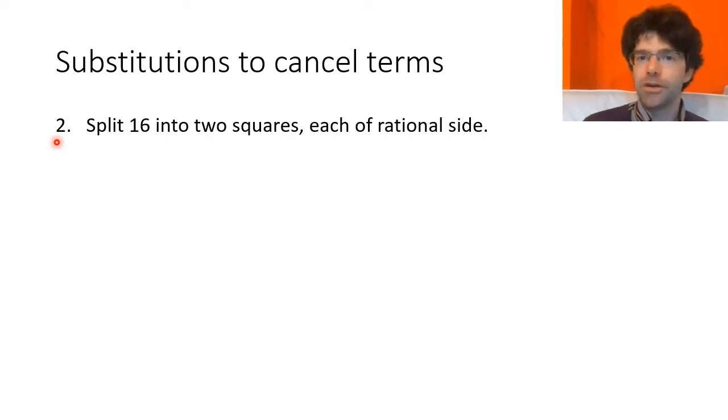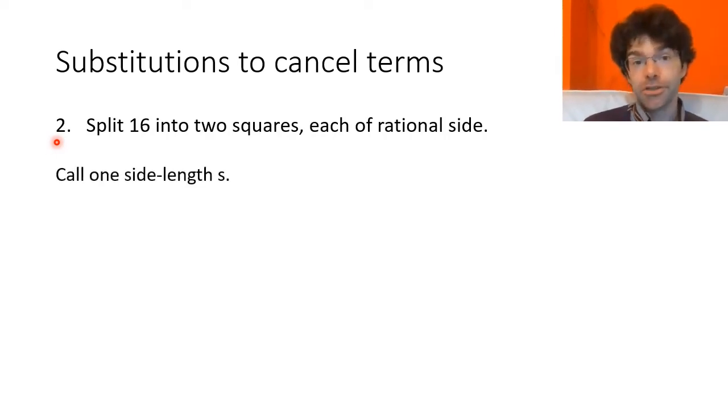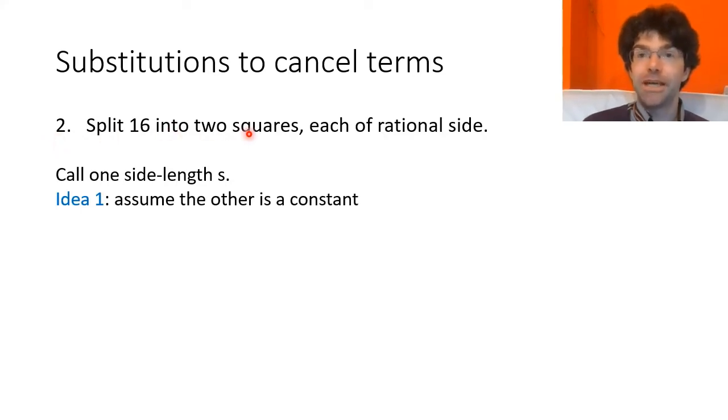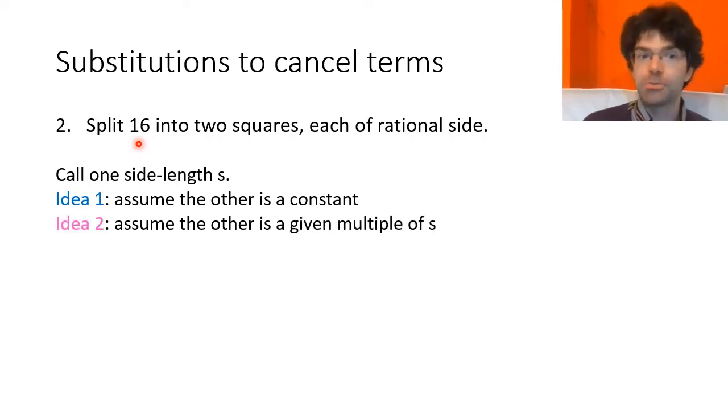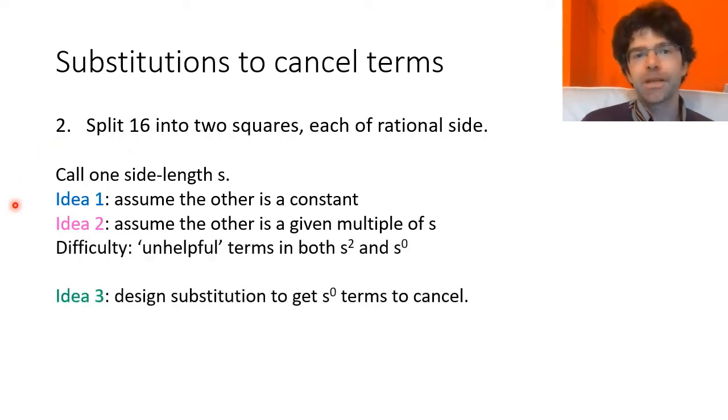If we set one of the unknowns to s and the other to a constant, then the sum of the squares is going to have terms in s to the power 2, but also s to the power 0. And 16 is also another term in s to the power 0. So we're not getting helpful form. What about setting the unknowns to s and some multiple of s? Well, then the sum of the squares is going to be a term in s squared, but 16 is still resolutely a term in s to the power 0. So we're not getting helpful form either way.